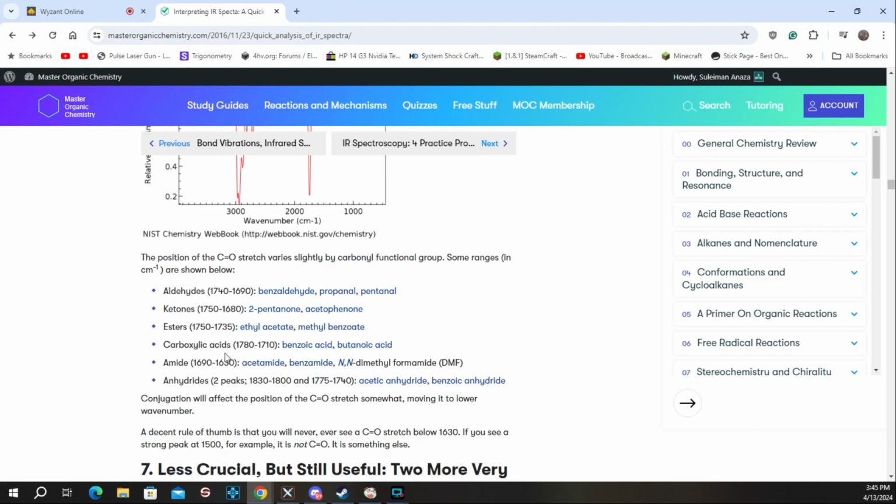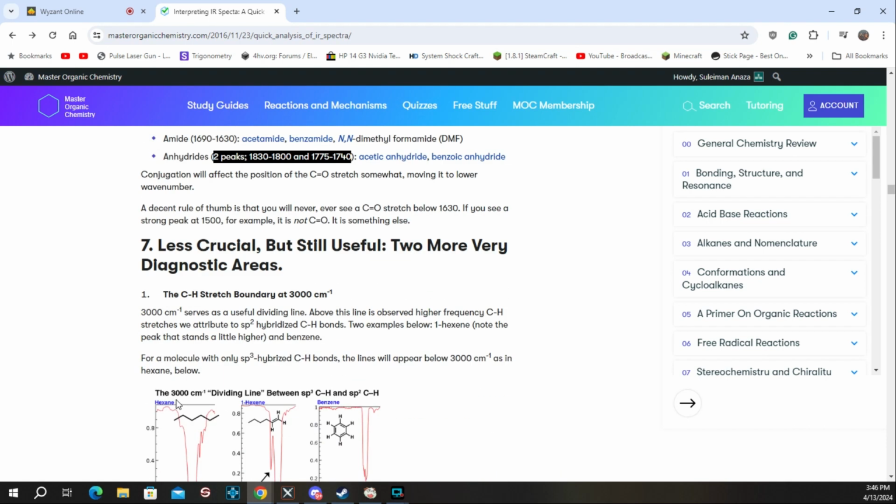Esters overlap. Carboxylic acids have a secondary peak that will be in this region. Amides have a peak that's below 1690. And anhydrides, which are pretty much ketones or dicarboxylic acids or diesters, is what you could call them, are in this range. There's normally going to be two peaks.